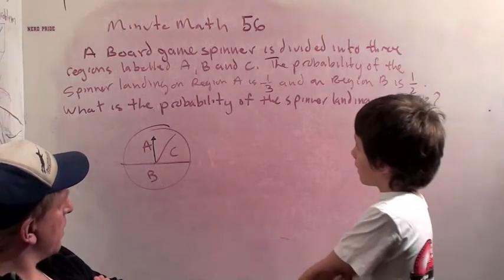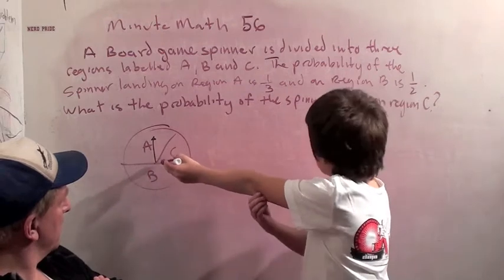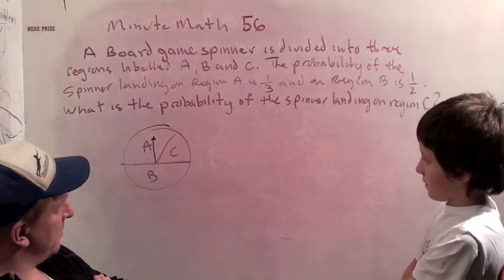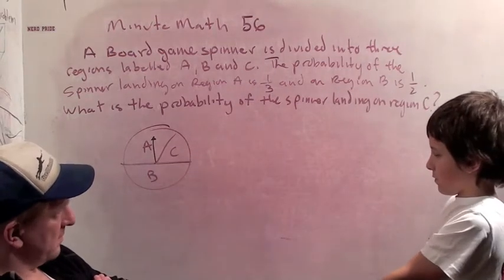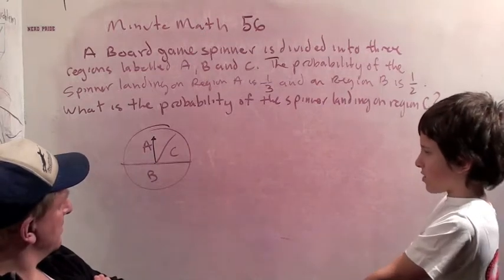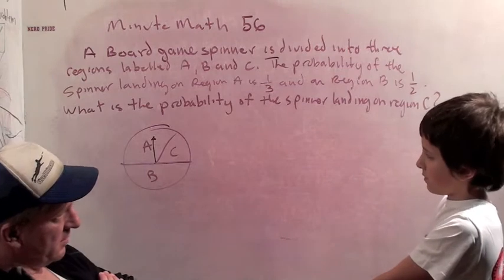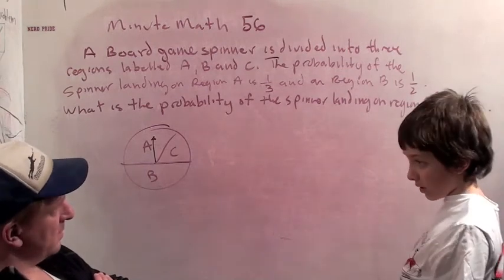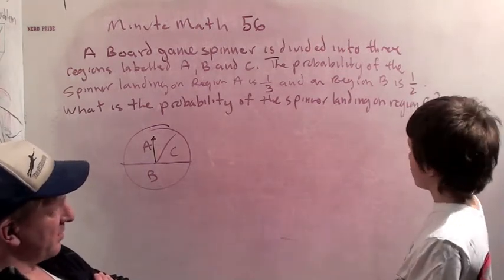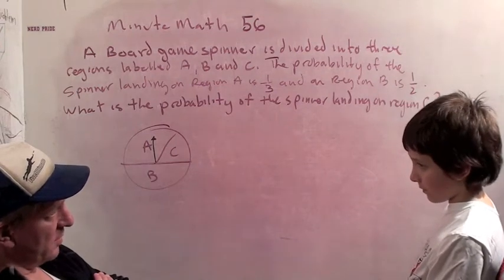So we've got A is 1/3 and B is 1/2. Well, does it have to add up to 1? Why would probability have to add up to 1? Because that would be the total outcomes. That would be all the outcomes divided by all the outcomes, which is 1.